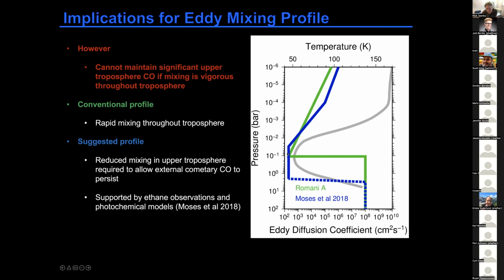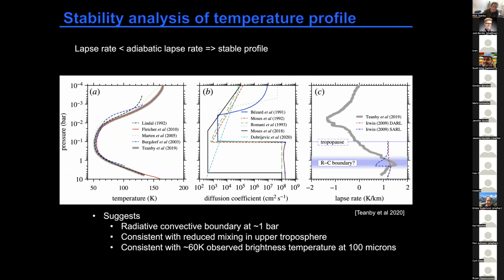But what if we shuffled this down a little bit and used this dotted blue profile instead, which is consistent with some photochemical modeling? Then that would actually sort us out, because then we've got very low mixing in the upper troposphere and we can maintain that CO there. So this would mean this part of the atmosphere is a bit more stable. So that could solve our issue, but we do need to modify the mixing profile if we're going to go for this as an explanation.